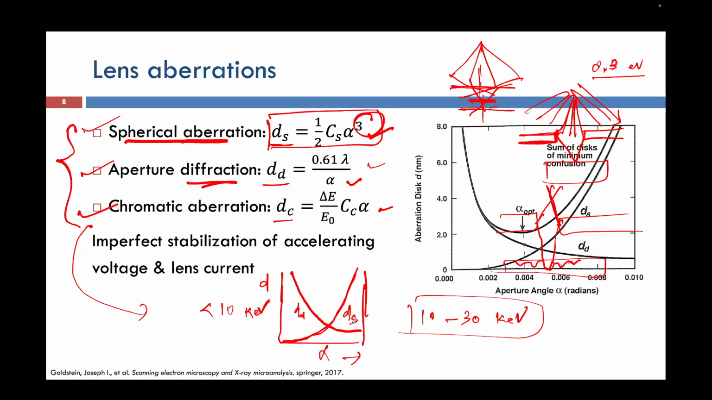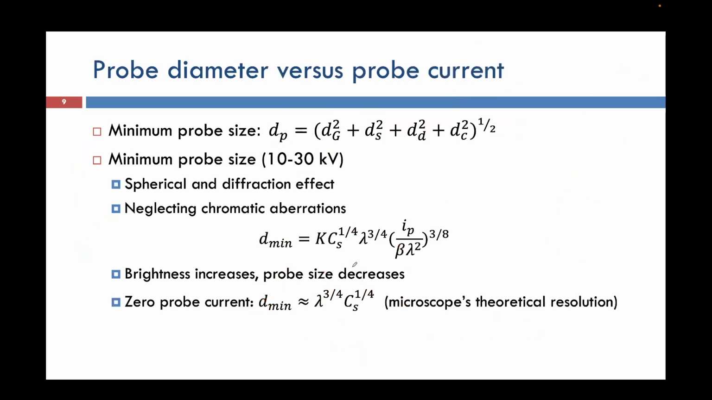So that means I cannot randomly increase or decrease my convergence angle. To do that, I have to choose an optimum value so that the aberration disk diameter will be least affected by the convergence angle. It will be affected, but least affected. So this is what I will call alpha optimum, this point. I have to take an optimum value so that my spherical aberration is not high and my aperture diffraction is also not high. So considering all the four, I am counting my minimum probe size.